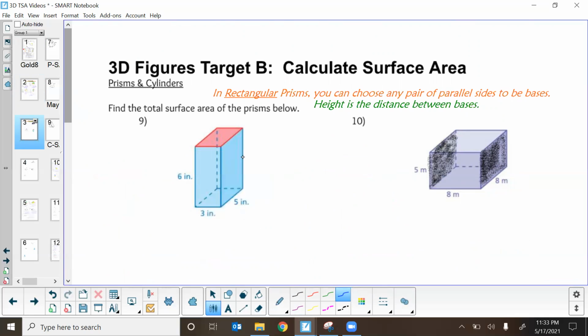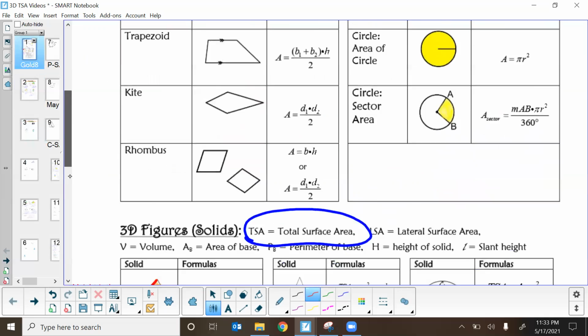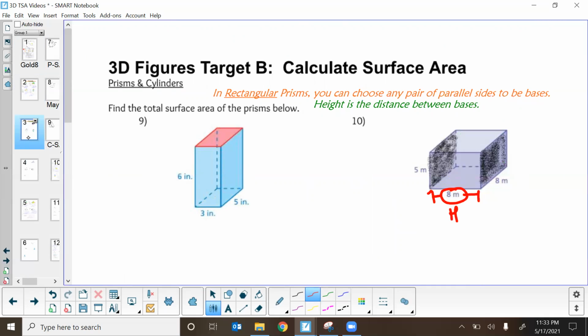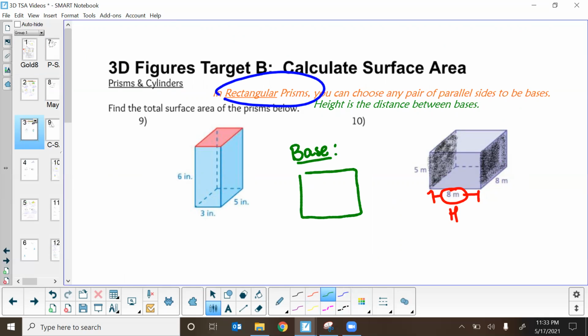And then that means that my height, remember, height is always the distance between the bases. We have that on our gold sheet here. That's why it's very helpful to shade your bases. So here the height is 8, and this is a rectangular prism. And then I'm going to redraw the base. That's a really important part of solving these. So this part is 5, and this part is 8.